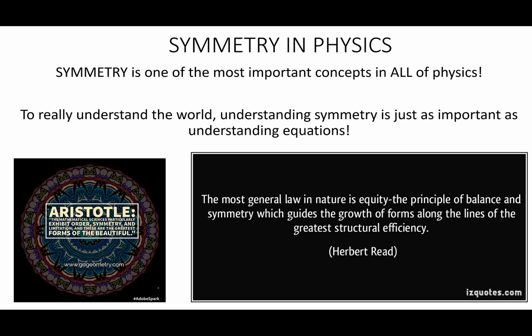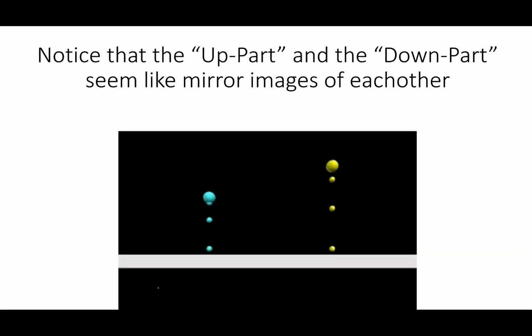So this is an example of symmetry in physics, and symmetry is one of the most important concepts in the entire field of physics. To really understand the world, understanding the idea of symmetry is just as important as understanding equations. So symmetry occurs when some things are the same in different parts, basically. They are the same when you do something to it. So notice that the up part and the down part look basically exactly the same. Like when it's going up, if you just froze the video right here and then played it in reverse, it would look just like it would if it was falling down.